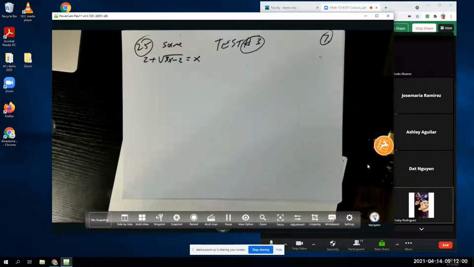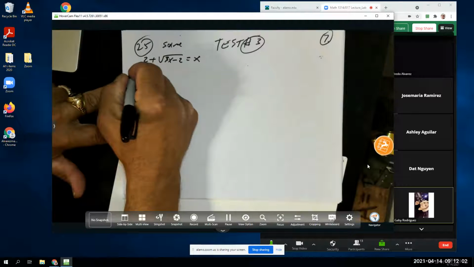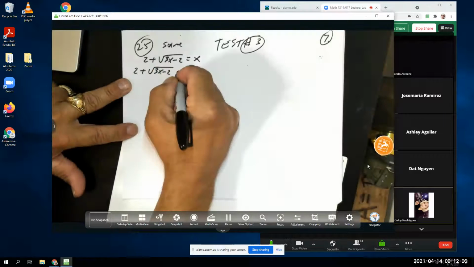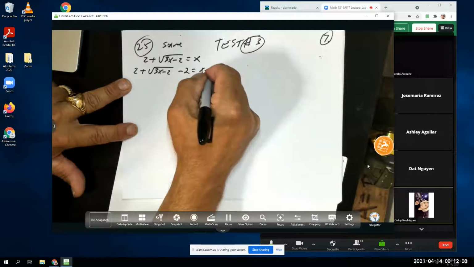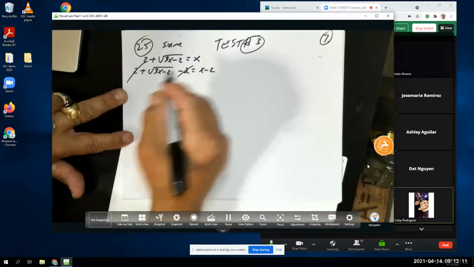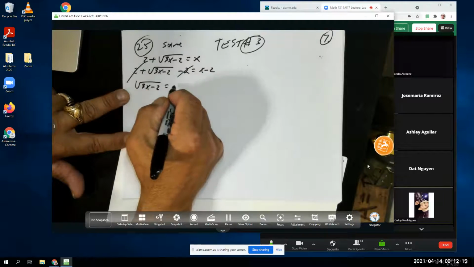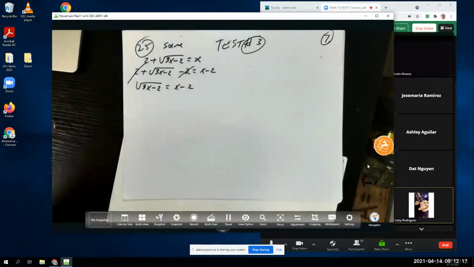Let me get rid of the 2. Let's do this first. So what I'm gonna do is this way. I'm gonna go minus 2 there, and I'm gonna go minus 2 there. I know these are gone. So I have square root of 3x minus 2 equals x minus 2. Is everybody okay with step 1, 2?